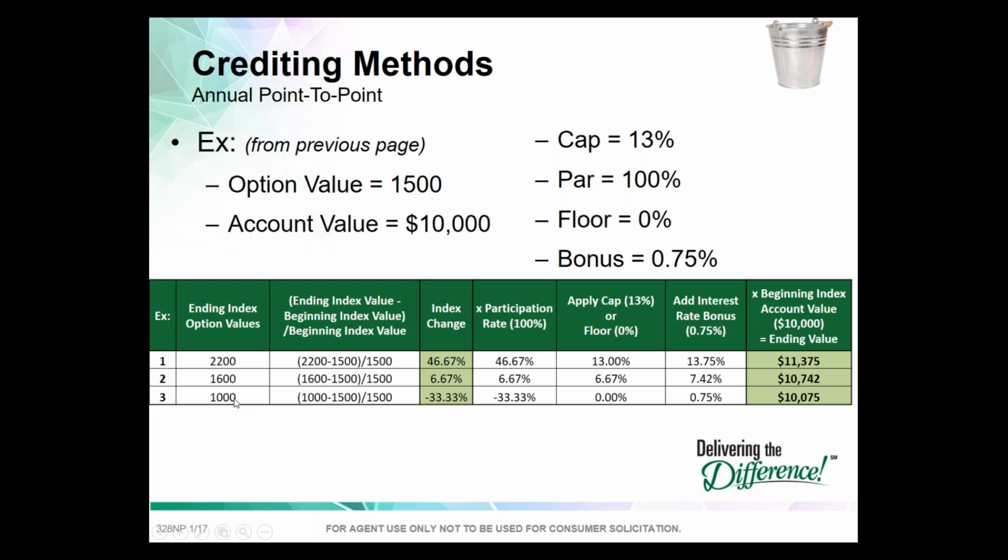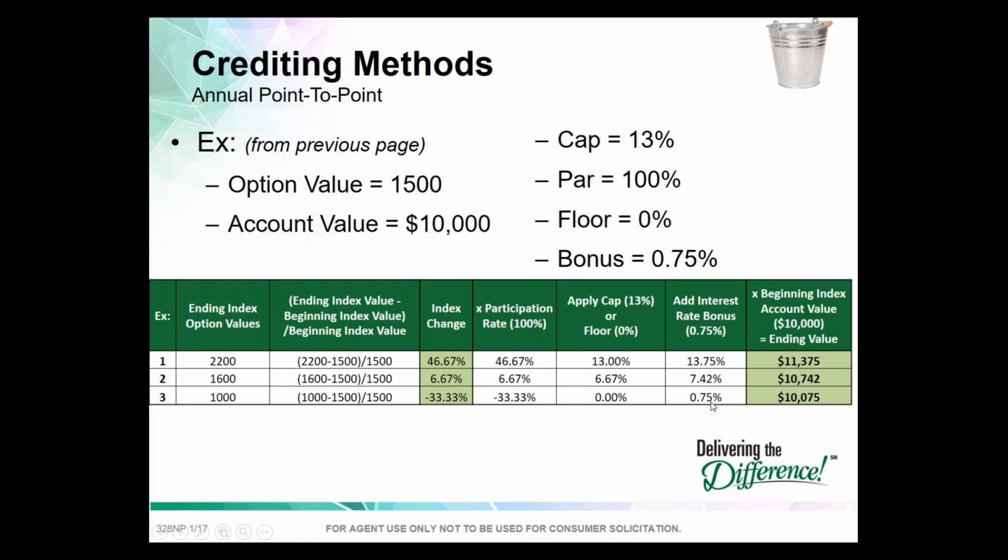And then in the third example, the index goes down. Starts at 1,500, goes down to 1,000. That's a loss of 33%. Participation rate of 100% of 33 is a loss of 33, but we apply our floor rate. The floor rate says, hey, we're not going to credit a negative return. We're going to give you 0%. In fact, if you're in the interest rate bonus period, you're going to add the bonus on top of that, so you get a positive 0.75.